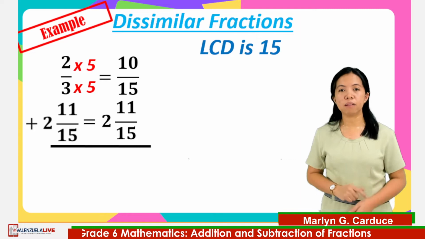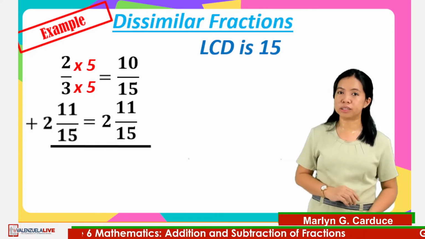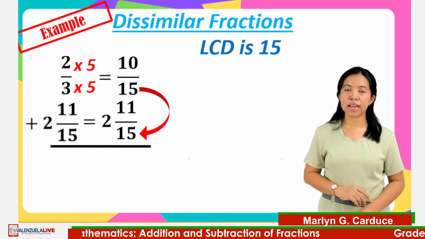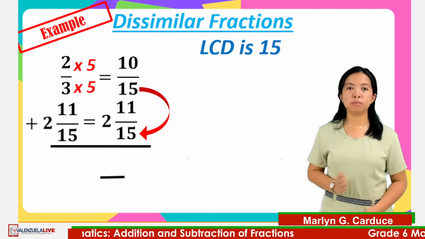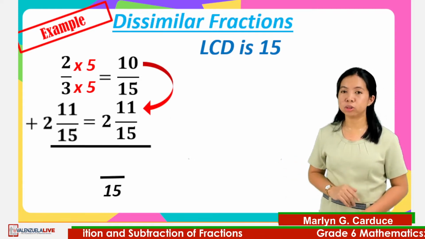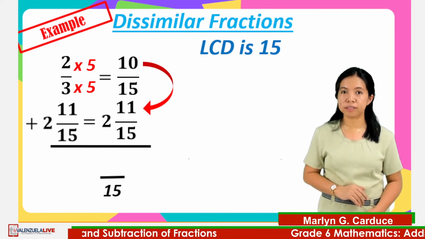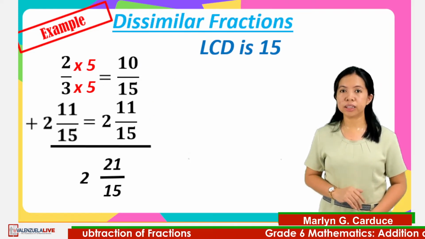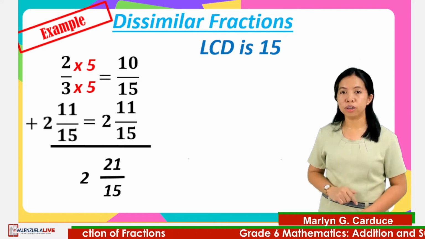And that is now the time that we can add the two fractions. So let's add. First, copy the common denominator 15, and then add the numerators. 10 plus 11 equals 21. Then write down the whole number 2.